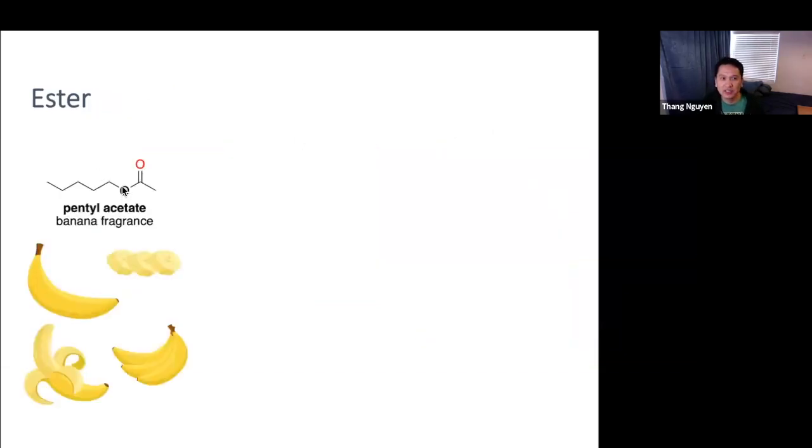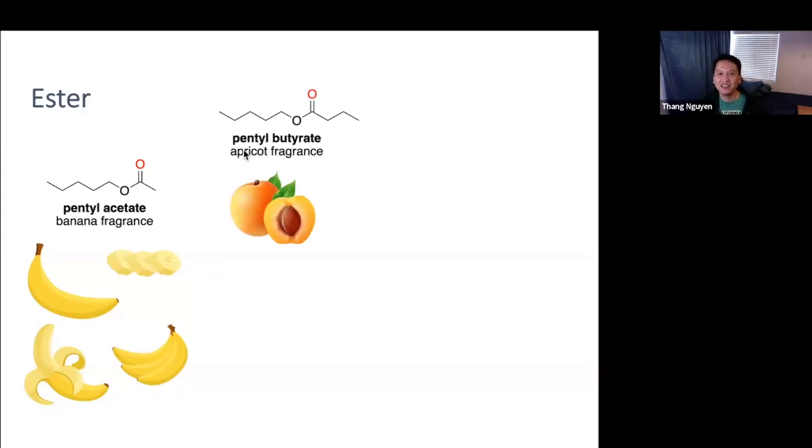Remember, esters are just compounds with a carbonyl connected now with an oxygen and an alkane at the end. Not just oxygen and hydrogen, but oxygen and an alkane. So we call that an ester. Esters are super fragrant. Most of the simple ester molecules have a particular fragrance to them. For example, pentyl acetate is the molecule responsible for the fragrance of bananas.